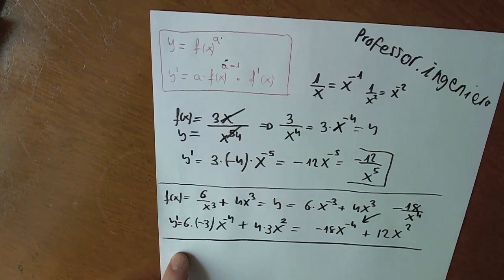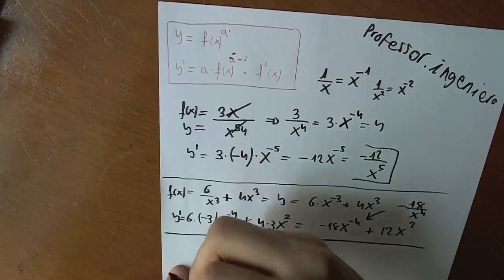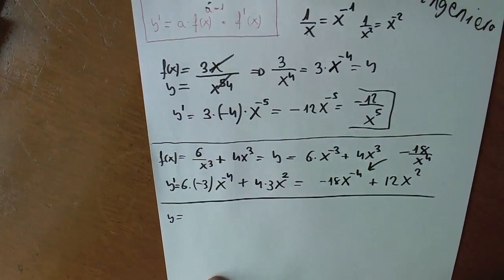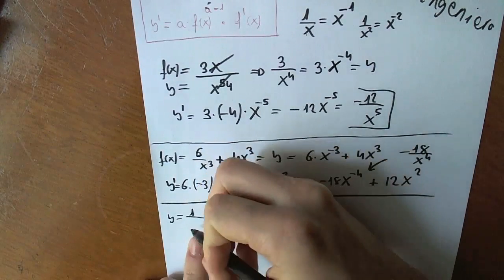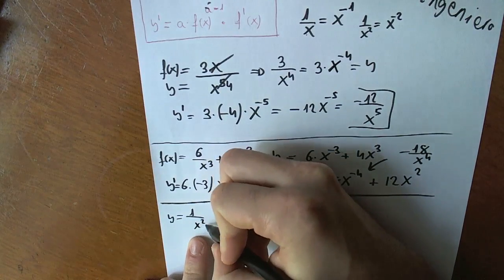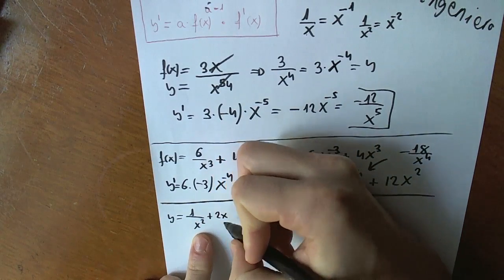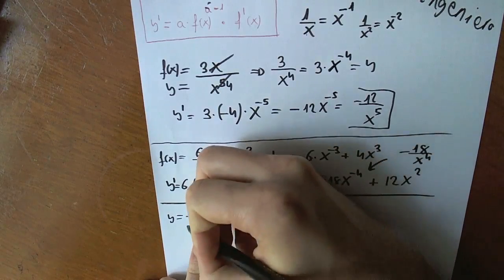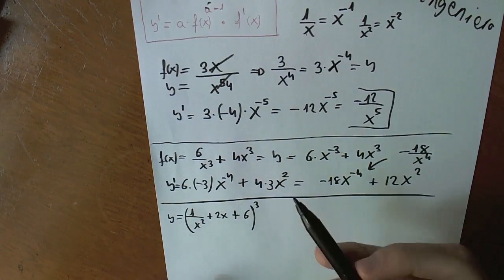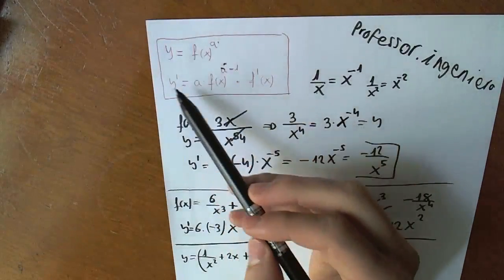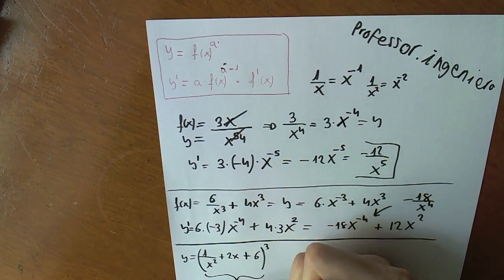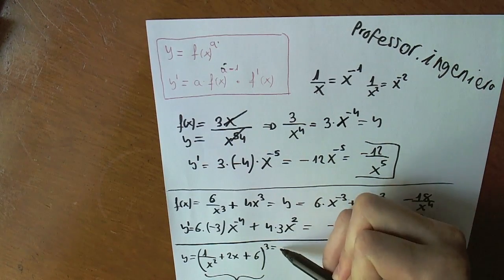So what else? Let's try another one, a little more difficult. Okay, let's just make it more complicated. I don't want you to rest too much. 1 divided by x squared plus 2x plus 6, and everything to the power 3. So here, if we take the formula, we need to identify what is f(x).